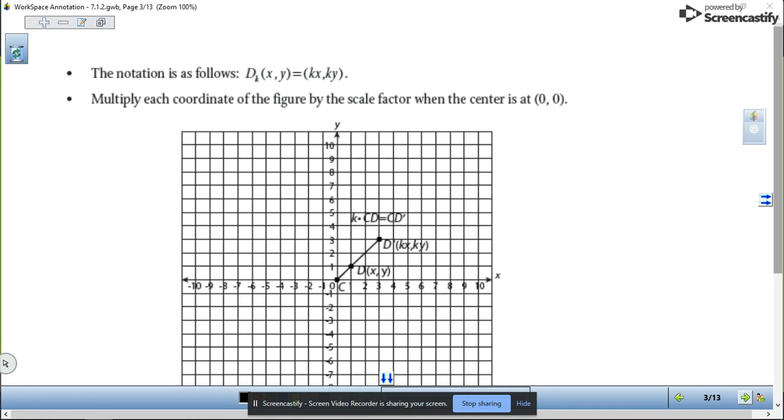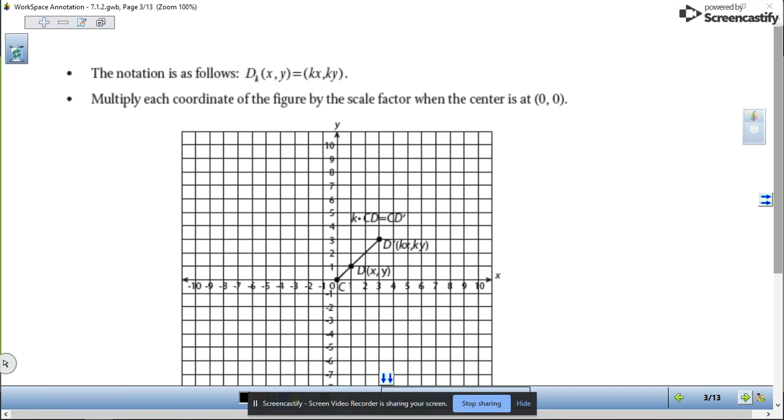Okay, we saw yesterday in 7.1.1 that you can have a vertical stretch or a horizontal stretch, those rectangle problems, where it's only affecting horizontal or vertical, which is not an example of a dilation. It is a stretch, but it's not a dilation. Dilation has to affect both vertical and horizontal equally. All right, so multiply each coordinate of the figure by the scale factor when the center is at 0, 0.